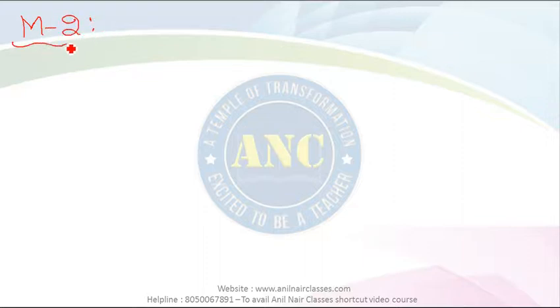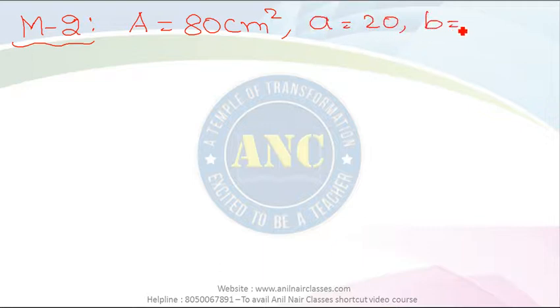This is where you need to know Pythagoras theorem, Pythagorean triplets. What is given, sir? Area is given as 80 centimeter square. One of the sides is given as 20. Another side is given as 10. I need to find the third side.